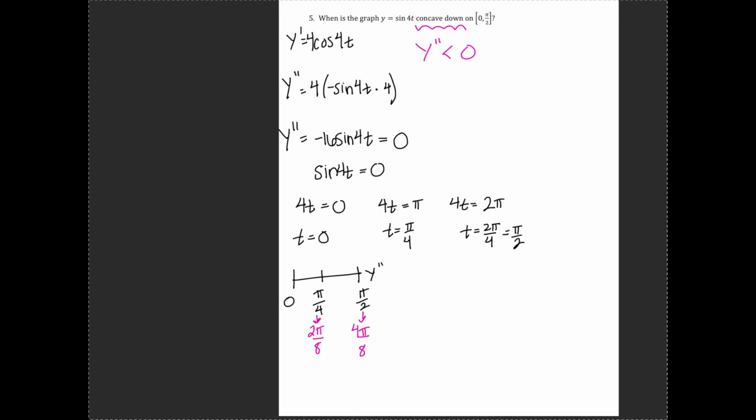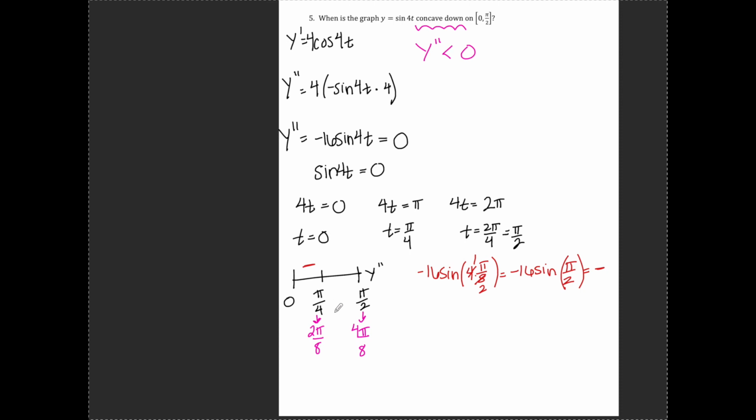So if I pick a test value between 0 and 2 pi over 8, I can pick just 1 pi over 8. So I'm going to find y prime prime of pi over 8. So now this is negative 16 sine of, if I reduce this, I have 1 over 2. That's sine of pi over 2. And sine of pi over 2 is positive 1. So a negative times a positive is a negative number. Again, not worried about the value, just worried about the sign.